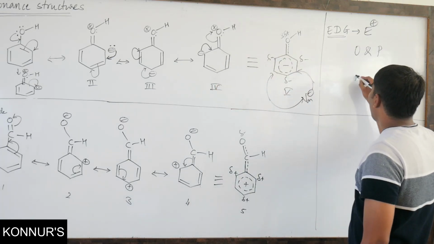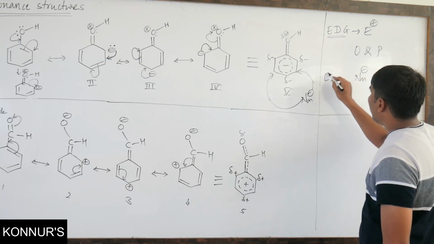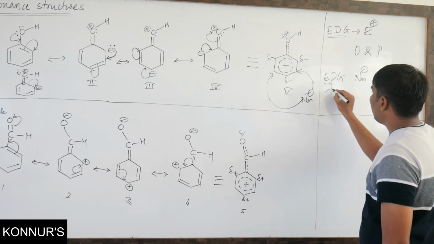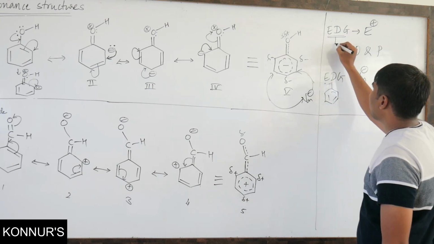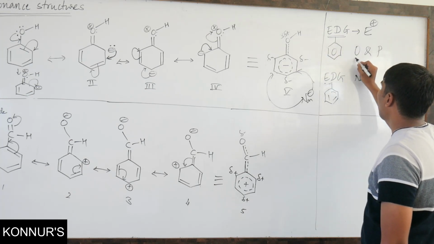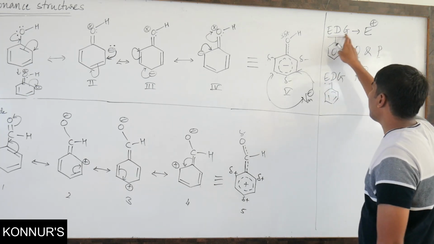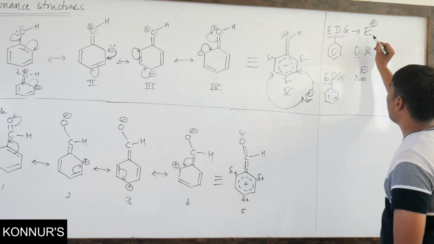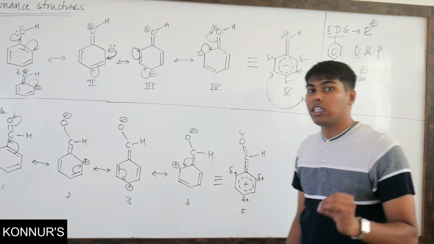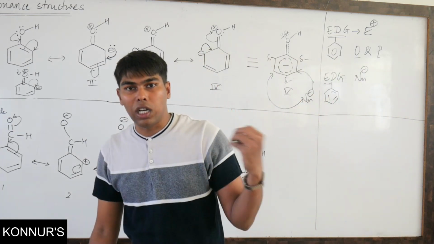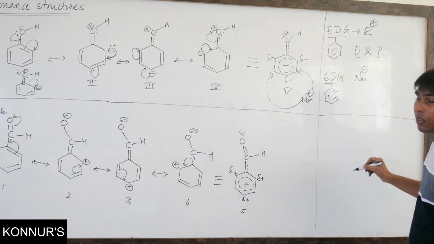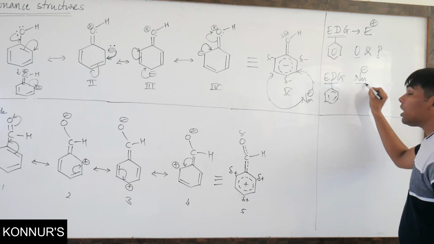So the electron donating group present on benzene will direct the incoming electrophile to the ortho and para positions. So the reaction ends up with 2 products. One is the ortho and the other is the para substituted product. Here the electron donating group directs the incoming electrophile.